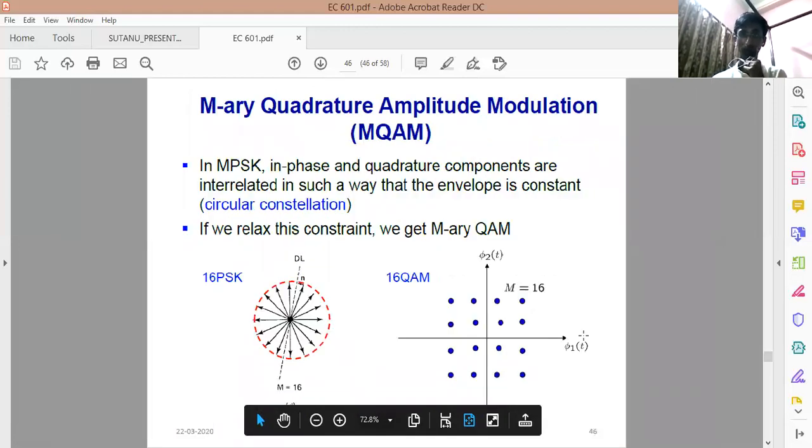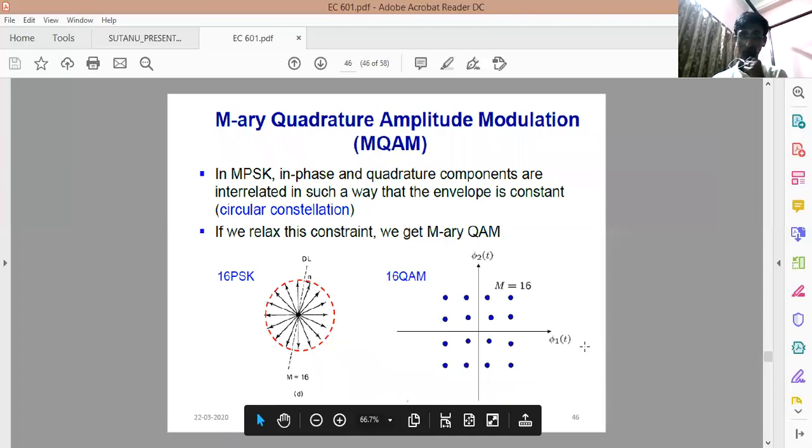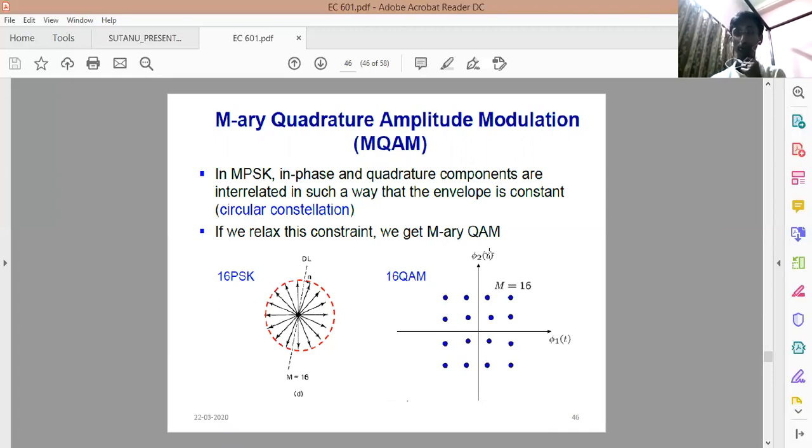What is MQAM? I told you, this is the figure of MQAM. Okay, 16 QAM, 16 points are there. And what is the benefit? I told you, more bit transmission is possible, so your data rate is quite higher. That is another benefit, but the problem is something like this.